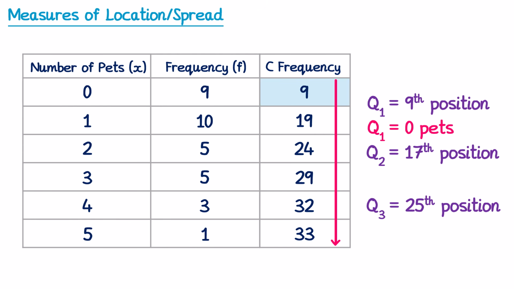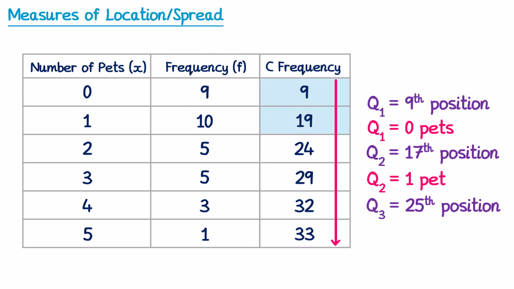Next, we're looking for the 17th position, and if we go down to the next group, we get to the 19th number, which means we must have gone past the 17th number. So the 17th number is in this group, which corresponds to 1 pet. So the median is 1 pet.